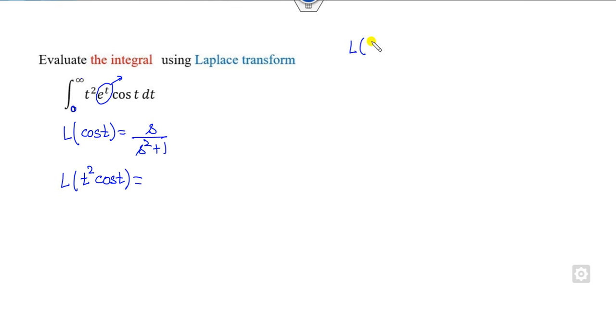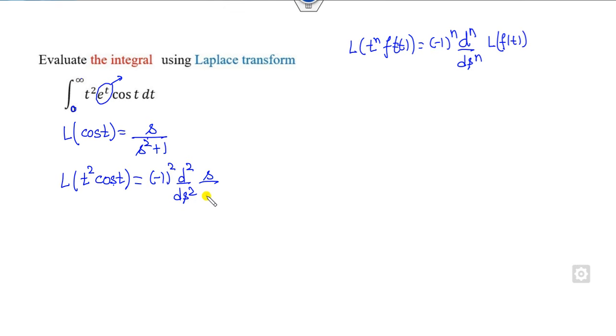Remember always, what is the Laplace of t raised to power n? I can write t raised to power n into f of t. It is minus 1 raised to power n, nth derivative of Laplace of f of t. Fine. So it's minus 1 raised to power 2, second derivative of Laplace of cos. Laplace of cos will be s over s square plus 1. So can you find the second derivative of this?